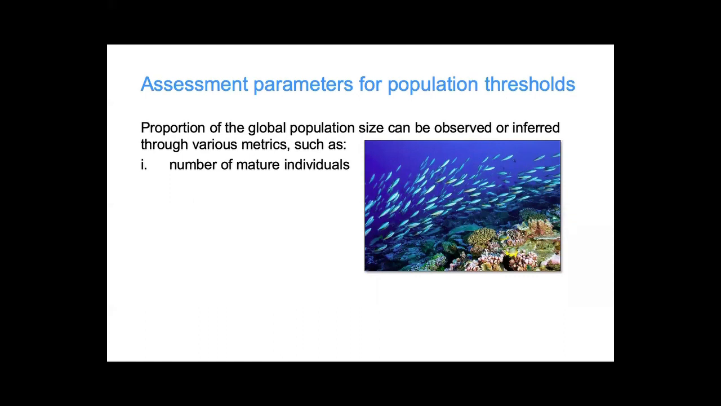The KBA standard needs to be applicable to data-limited species as well as data-rich species. So if estimates of the number of mature individuals are not available, then there are several proxy parameters that can be used to estimate the proportion of global population size at a site. So if we don't know the number of mature individuals, we can instead look at the area of occupancy, the extent of suitable habitat, the range or number of localities. So for example, does the percentage of the area of occupancy held at a site meet or exceed the threshold compared to the global area of occupancy?